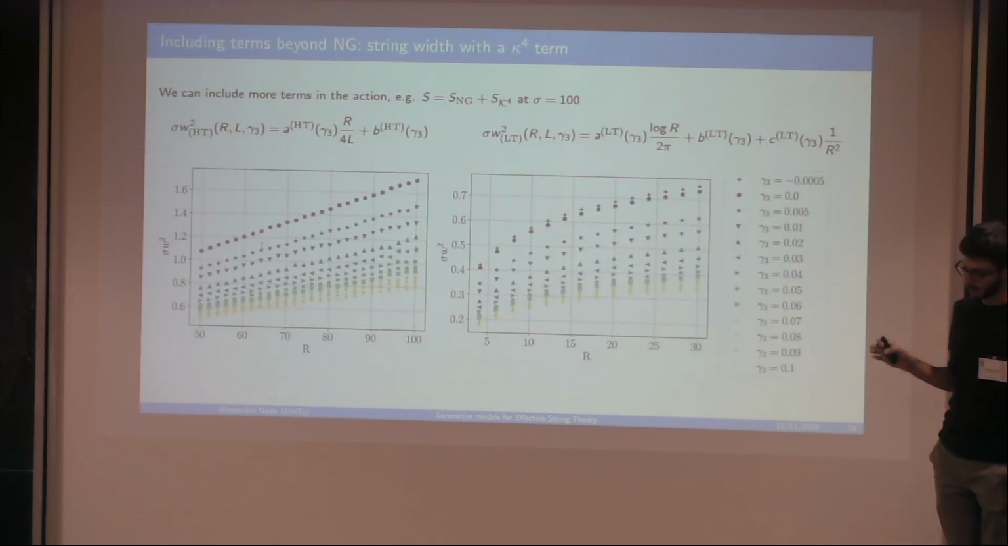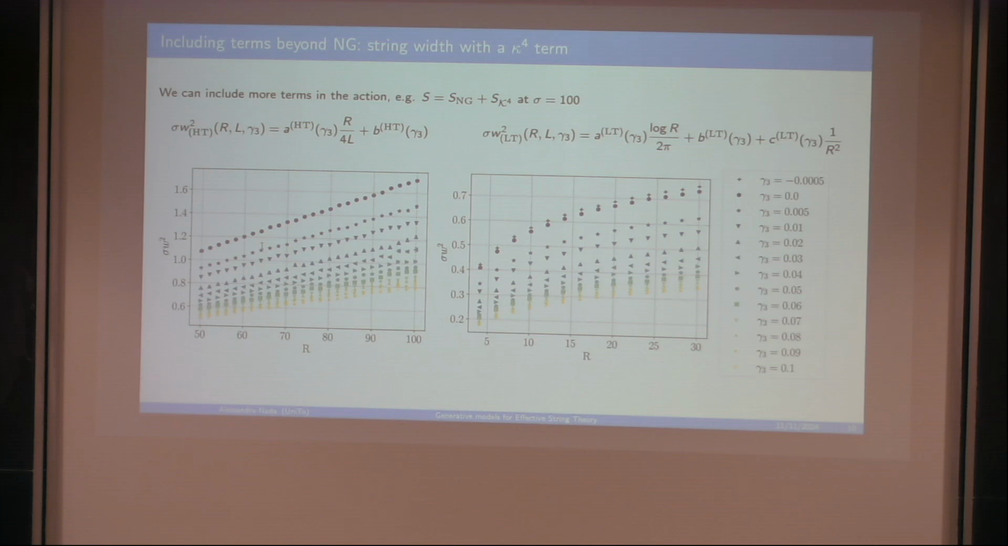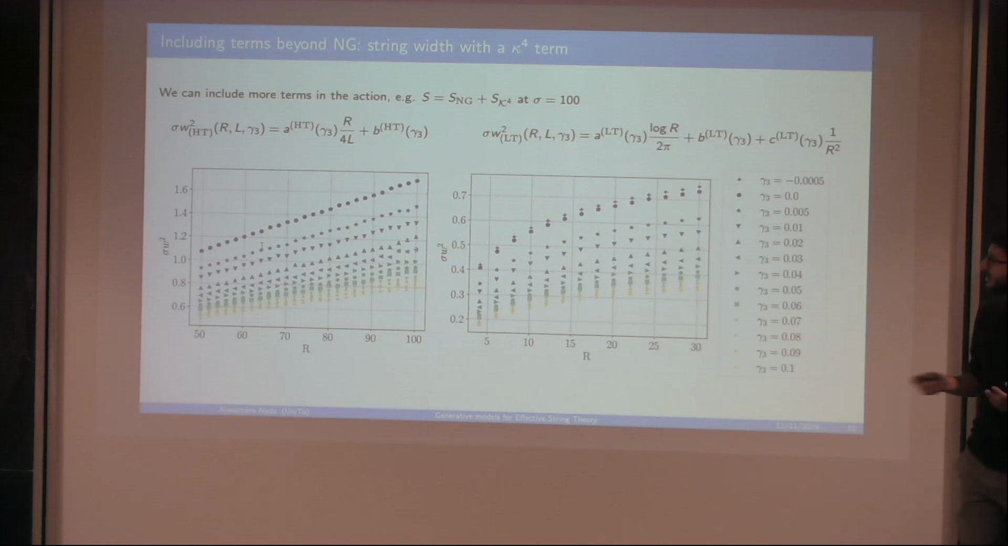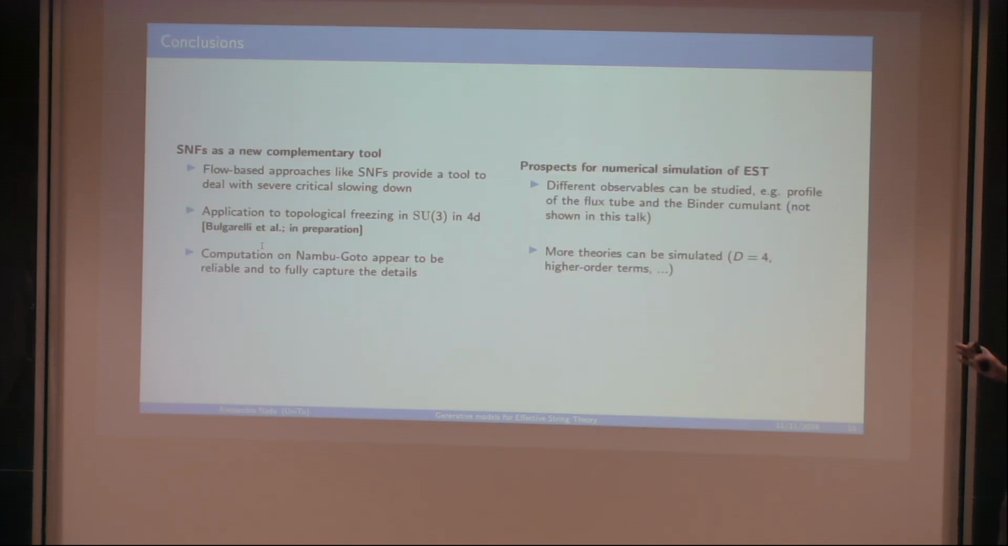Okay, this is a snapshot of what we can also do, for now qualitatively, but I think it's quite important to mention it. We essentially made simulations at relatively large value of sigma, but including a kappa to the fourth term, which includes the curvature. Now, we did it both at high temperature and low temperature. And here you can see essentially the effect of switching on the coefficient of the kappa to the fourth term, which is quite impressive. And we already also did the same for a kappa squared term. And in principle, this opens up many possibilities to do this also for more complicated theories. And maybe I can really jump to my conclusions.